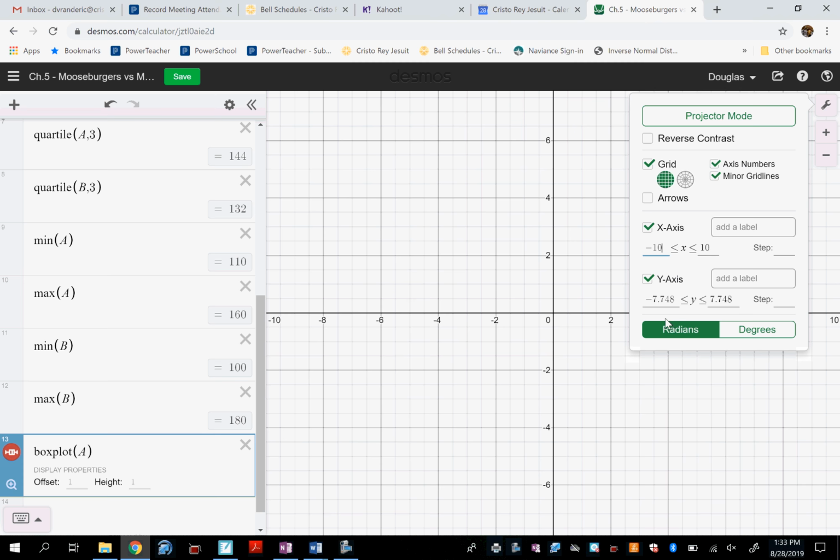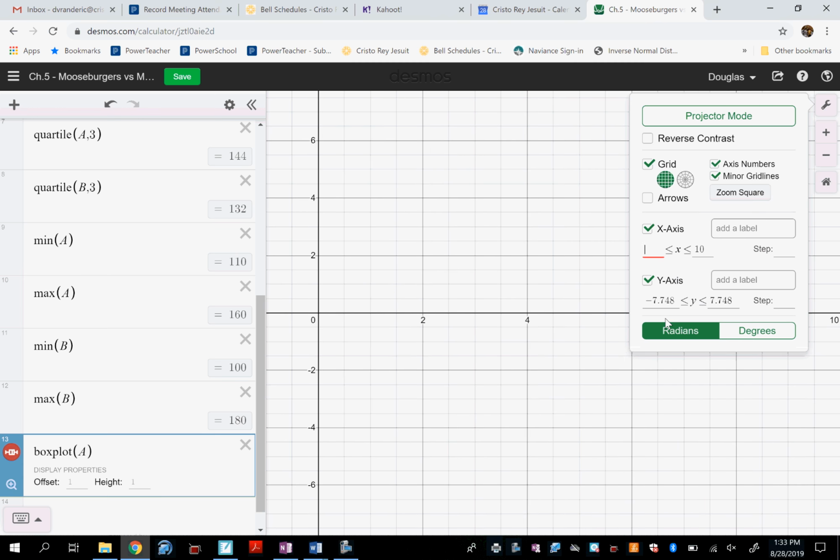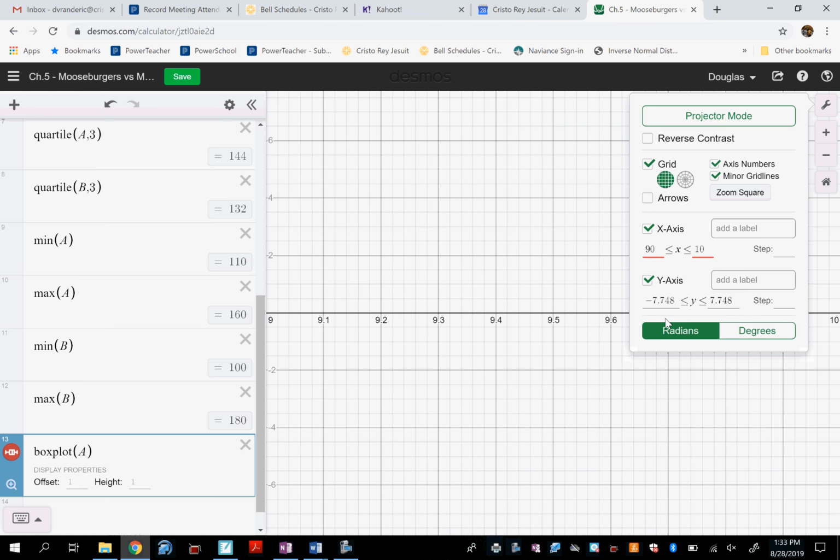What was the minimum value for Moose Burgers? What was it? 110, okay. What is the minimum value for McTofu? 100. So I want to make sure that I can see both of those. So I'm going to go 10 below that and put 90. Okay. And then for the maximum value, what is the maximum for Moose Burgers? 160. What about for McTofu? So I'm going to do 190 because that's 10 past there.